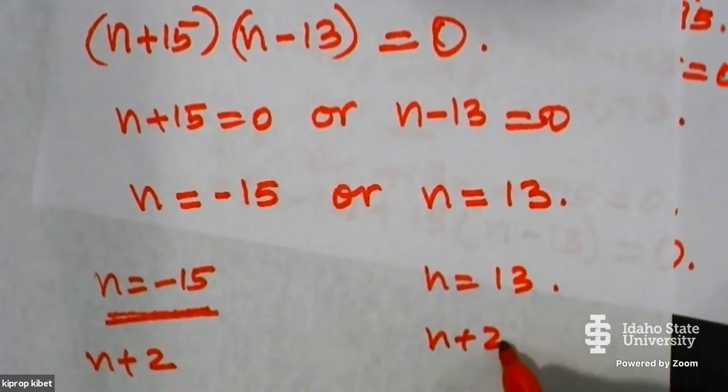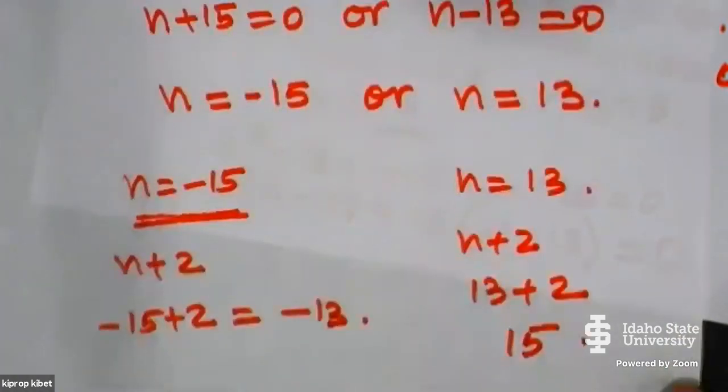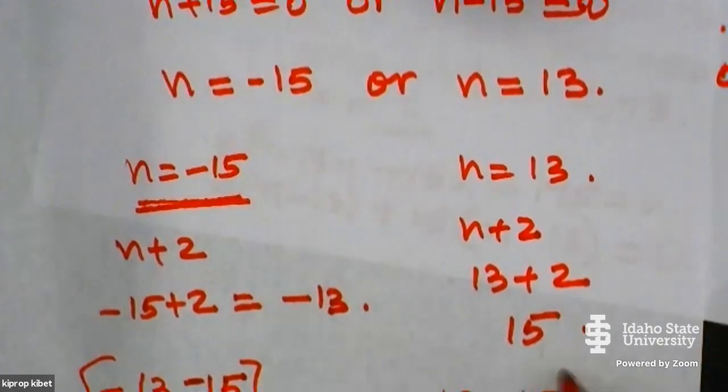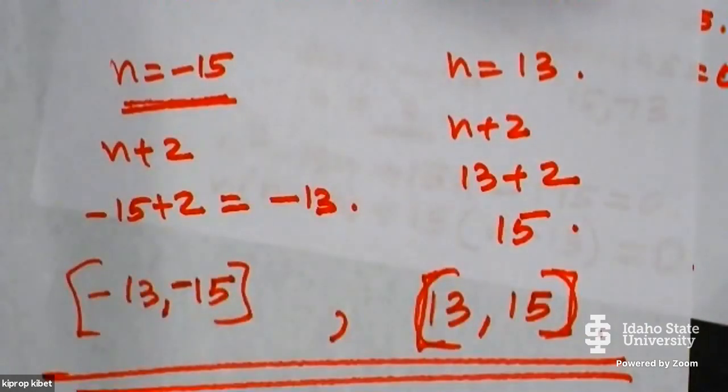So what is our next consecutive number there? So n plus 2. So our n here is 13. So 13 plus what? 2. So our next odd number there will be what? So the two numbers there will be, so we have minus 15 and minus 13. And also we have 13 and 15. So those are our consecutive numbers.